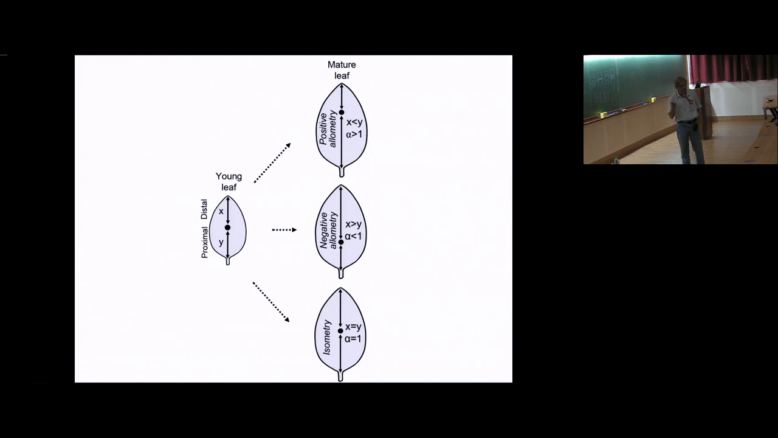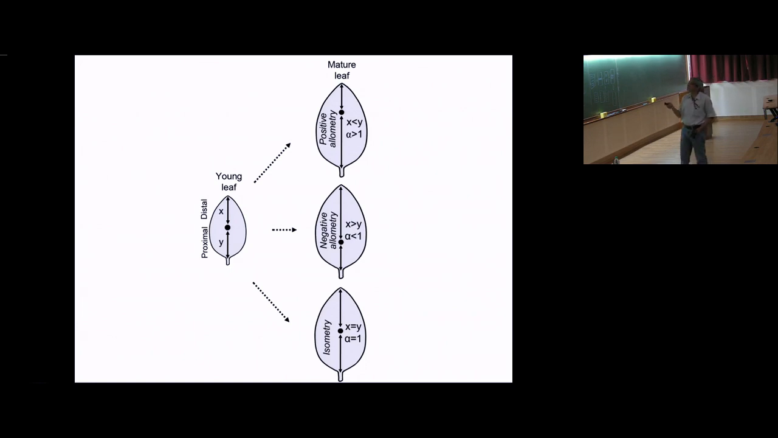And all the leaves of the model systems that people have used, Arabidopsis, maize and snapdragon and so forth, they always showed positive allometry, but there is no real reason why leaf should grow with positive allometry, unless there's a developmental constraint, of course.